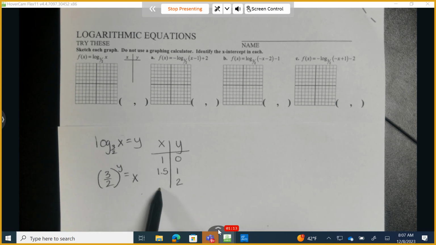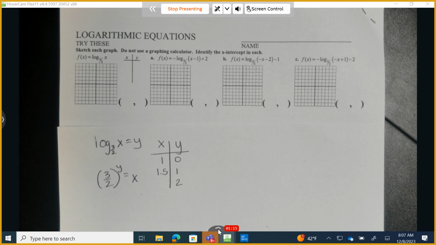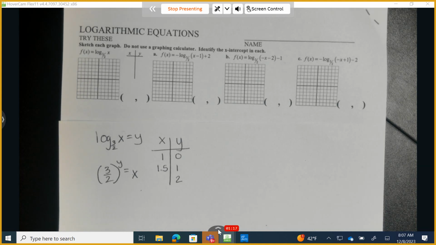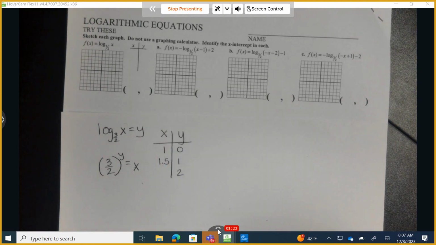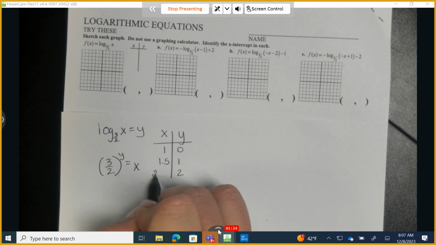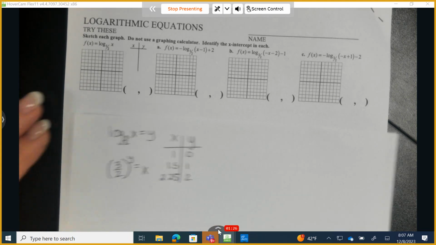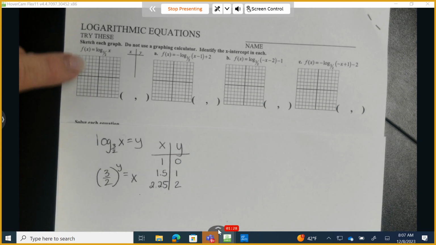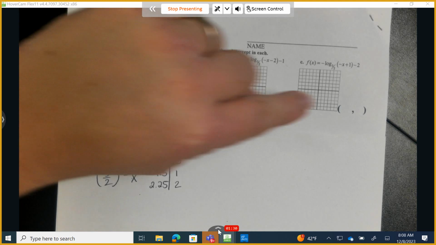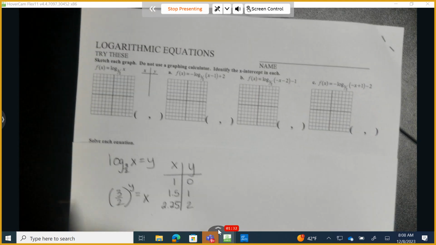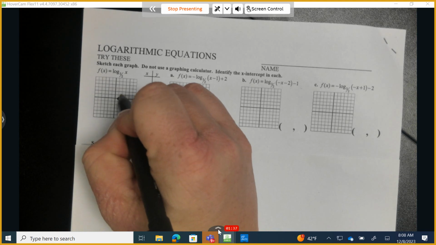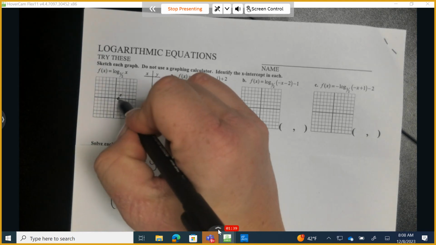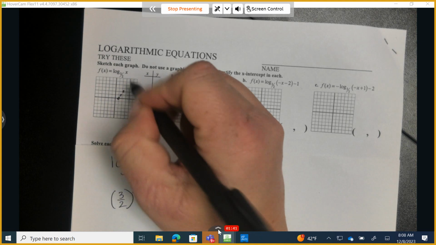So I could write 9 over 4, but on a personal level, that doesn't help me to graph it. I like to think of it as a decimal. So I'm going to come up here and I'm going to go 9 over 4. We can see that's 2.25. Okay, let's allow these 3 points to help us to graph the function, and it'll help us then as we translate it. So over here, I'm going to go to 1, 0, 1.5, 1, and 2.25, 2.